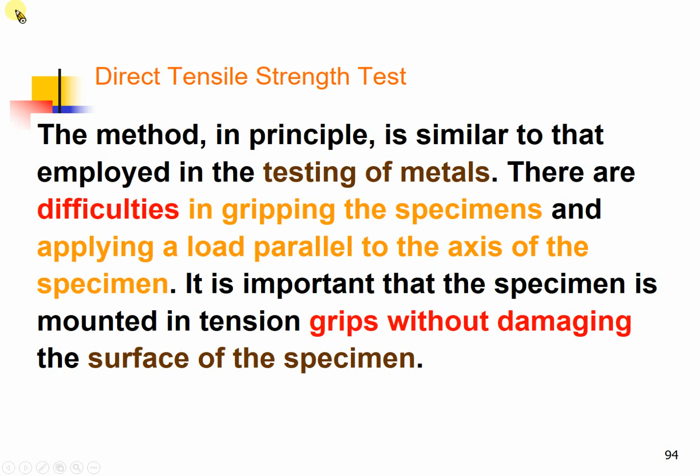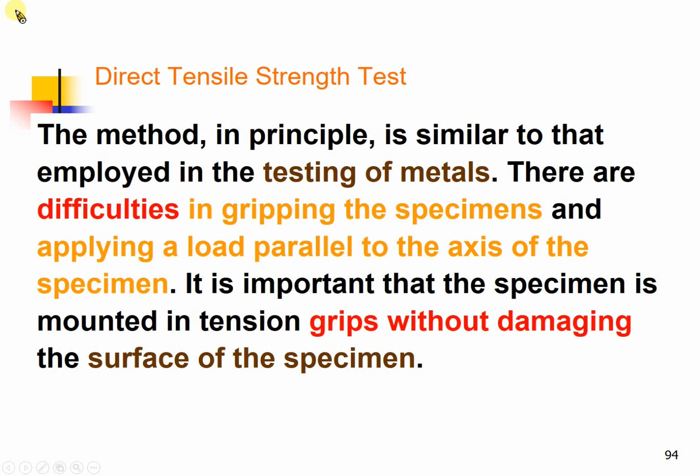Today I want to introduce the uniaxial tension test, the indirect tension test, the biaxial compression test and the triaxial compression test. We will start from the direct tensile strength test. This will be a typical test like the one for metal.